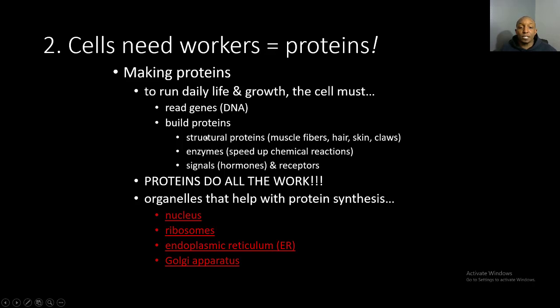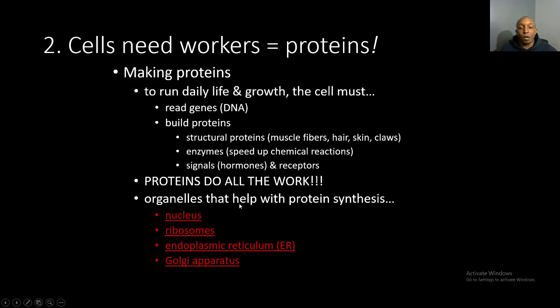And then to build proteins, we have different types of proteins. We have structural proteins, which are like muscle fibers, hair, skin, and claws. Then we have enzymes, and enzymes help speed up chemical reactions. Without enzymes helping to speed up chemical reactions in our body, some of those reactions would never occur, and they would be very dangerous or harmful to us. And then we have some proteins that are signals or hormones that send certain messages throughout our bodies, and receptors that receive those messages. So proteins do all the work. That's why we need to make proteins.